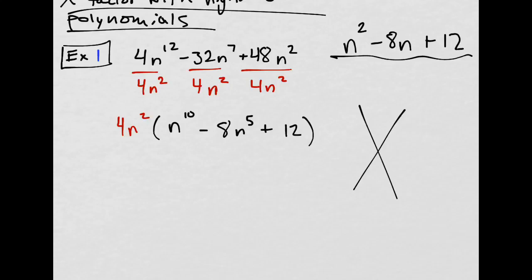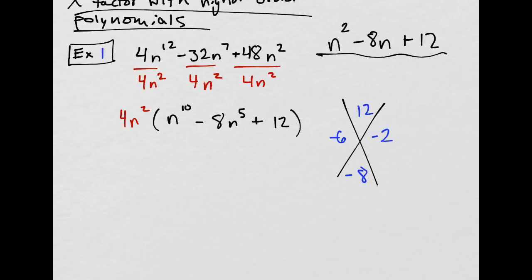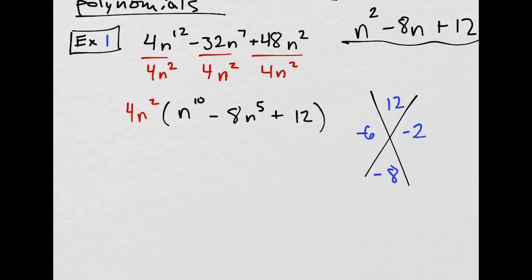So in the top, I think I would have 12, right? Because it's 1 times 12. And then negative 8 in the bottom, that's the b term. And that would be just negative 6 and negative 2. So then, what do I have? I have 4n squared. And I can use my little shortcut, n minus 6, n minus 2.